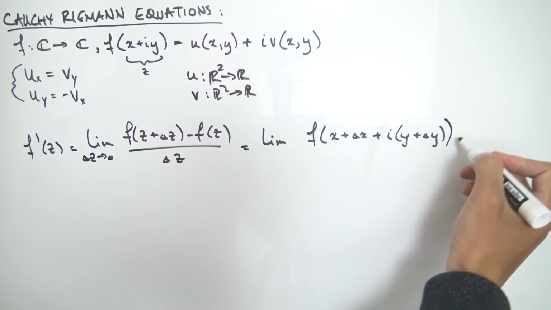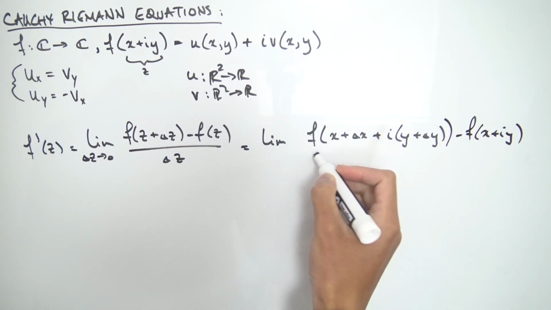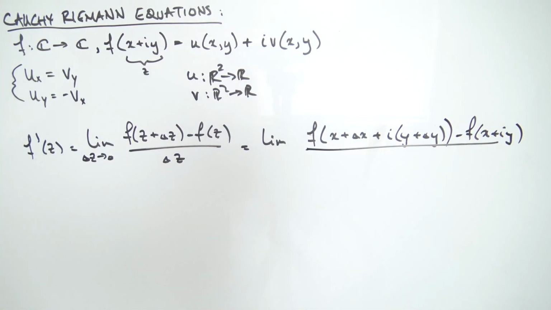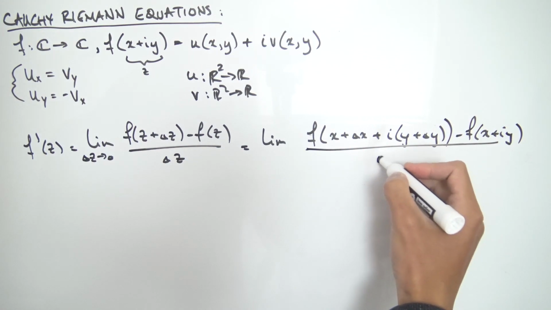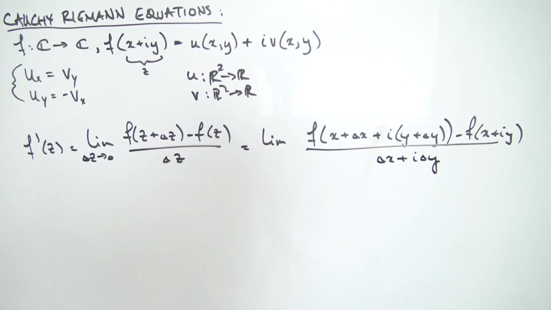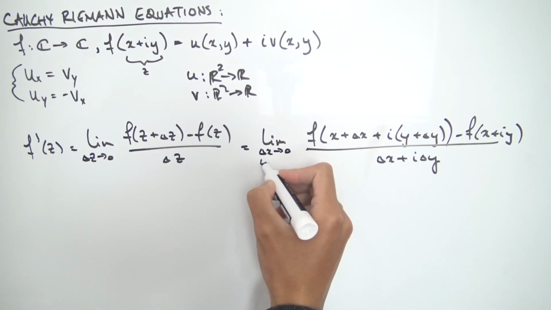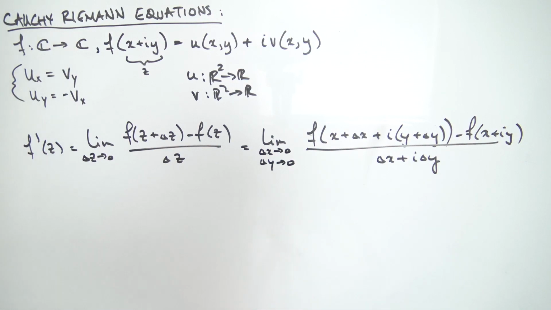And then of course we're going to subtract off f of x plus iy, and then this is all divided through by delta z, but delta z is just delta x plus i times delta y. And notice we have the limit in front. We're no longer dealing with the delta z's, we're dealing with the delta x's and delta y's. So let's take the limit as delta x approaches 0 as well as delta y approaches 0 instead.